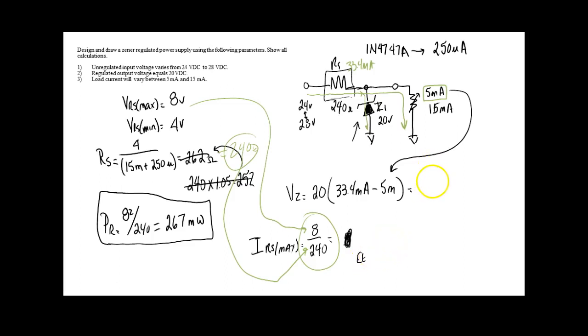So we got what? 500 and... So would a 1 watt Zener be okay? Would a 1 watt Zener be okay? Yeah, it'd be fine.